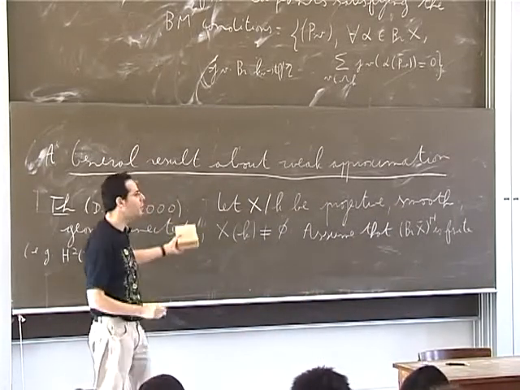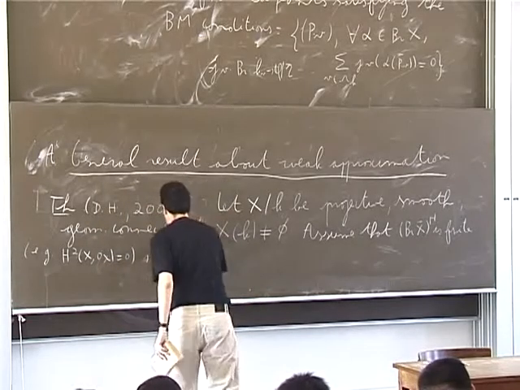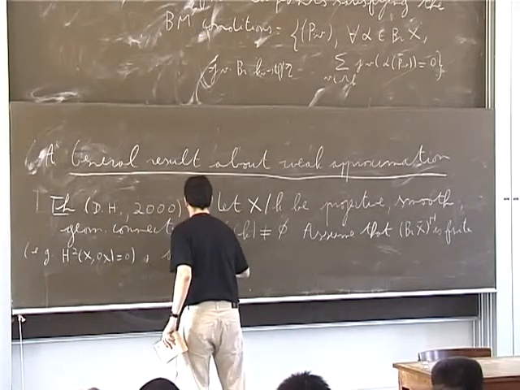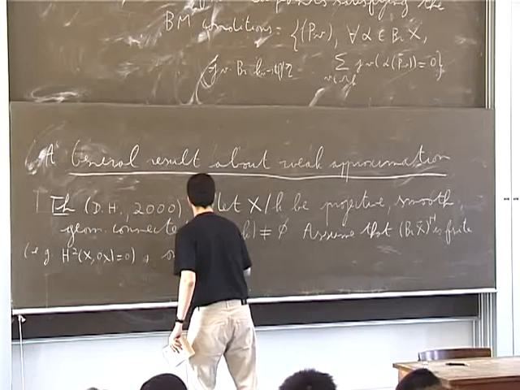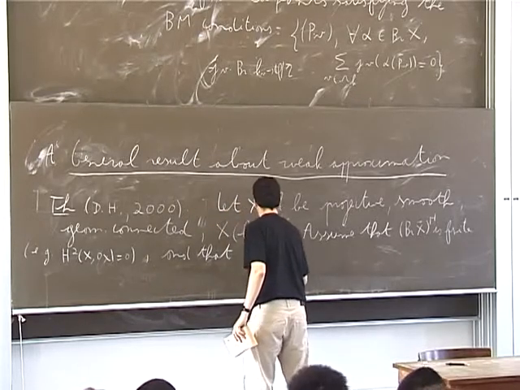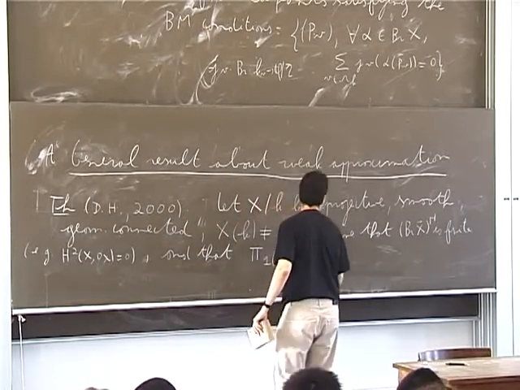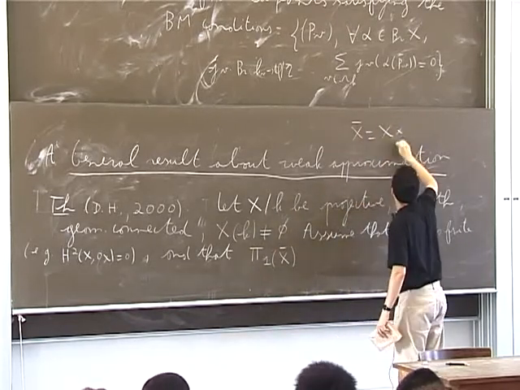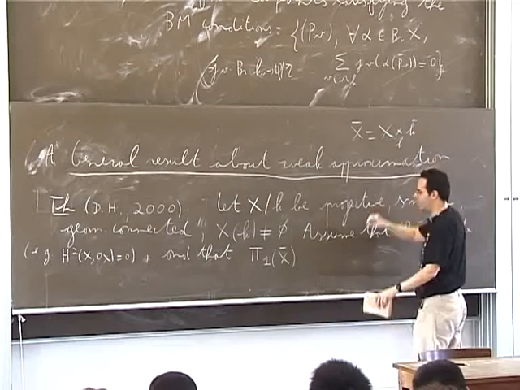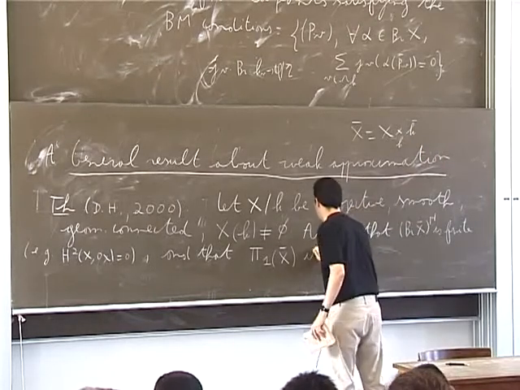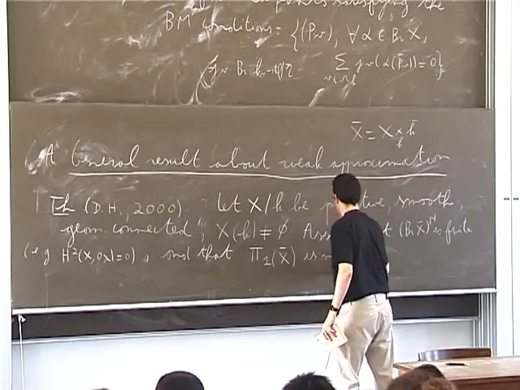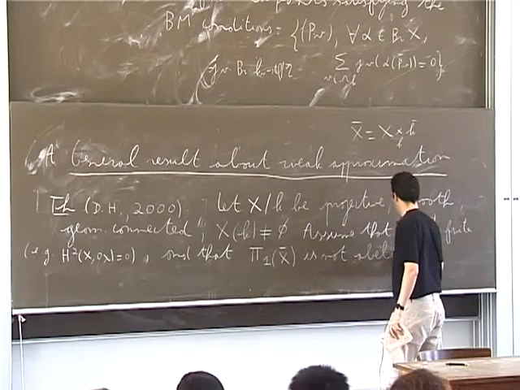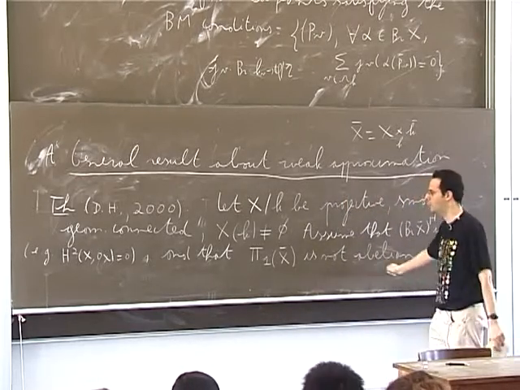But anyway, if you have this condition, this is satisfied. And the second very important assumption is that the geometrical fundamental group, pi 1 of X-bar, where X-bar is X over k-bar, you assume that this one is not abelian. So this is the second assumption.